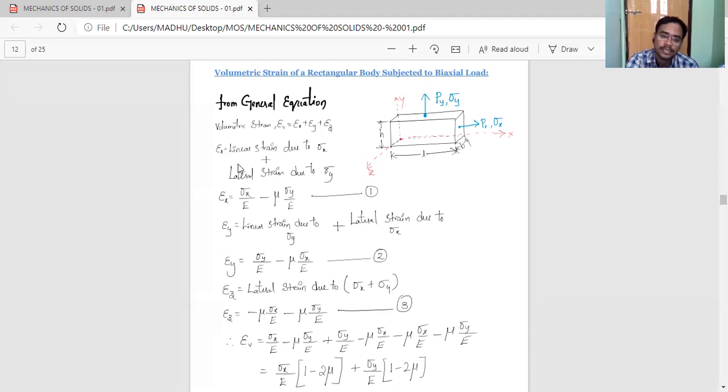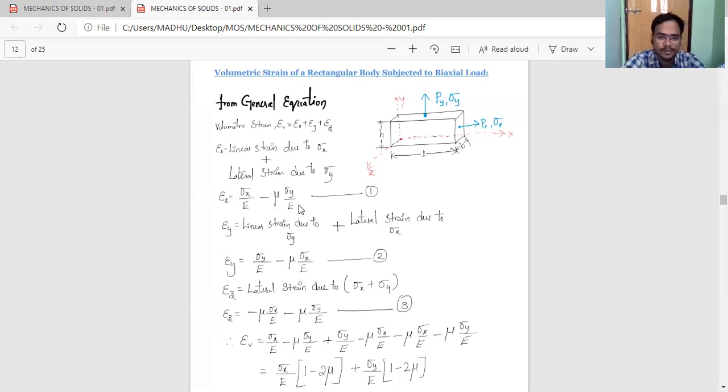Strictly speaking, we are only considering the x direction, that is the change in L. So linear strain due to sigma x, lateral strain due to sigma y. Now sigma x by E minus mu into sigma y by E. The lateral strain due to sigma y, that is Py; here you should write Py instead of sigma. The strain due to this load Py is again from the Poisson's ratio mu.